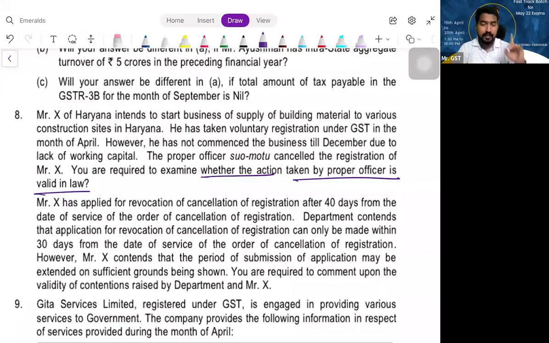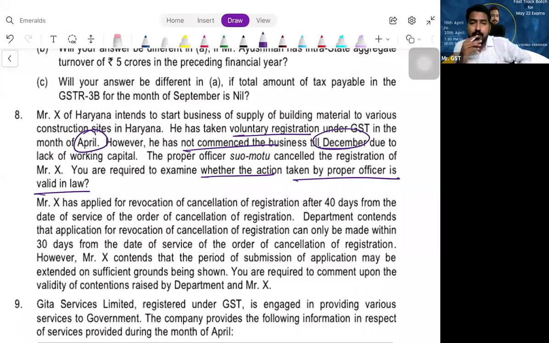What is happening here? Mr. X of Haryana intends to start business of supply of building material to various construction sites in Haryana. He has taken a voluntary registration. He didn't become liable to go for registration. He took a voluntary registration in the month of April. However, he has not commenced any business till December due to lack of working capital. The proper officer suo moto cancelled his registration. Tell me whether the action taken by the proper officer is valid or not.